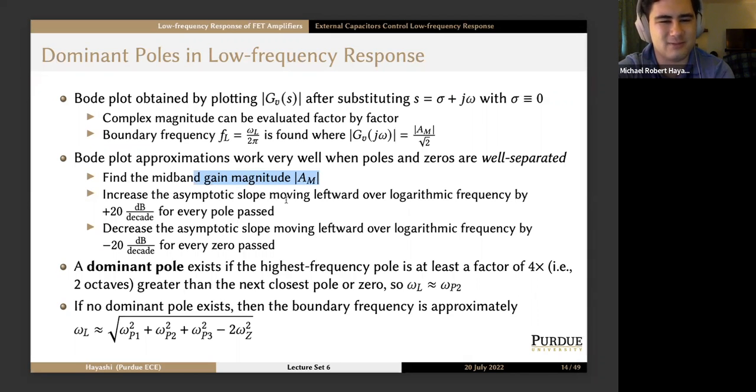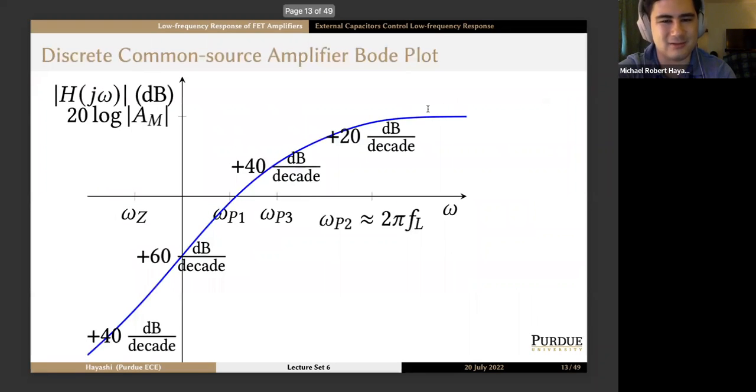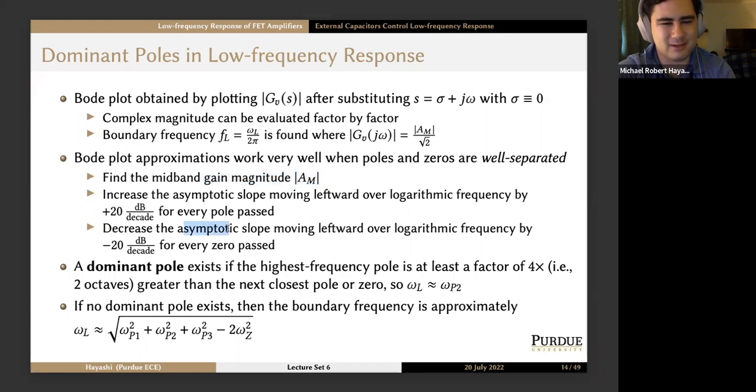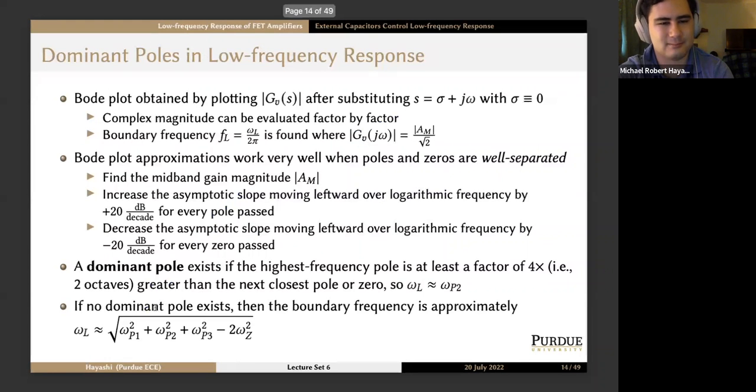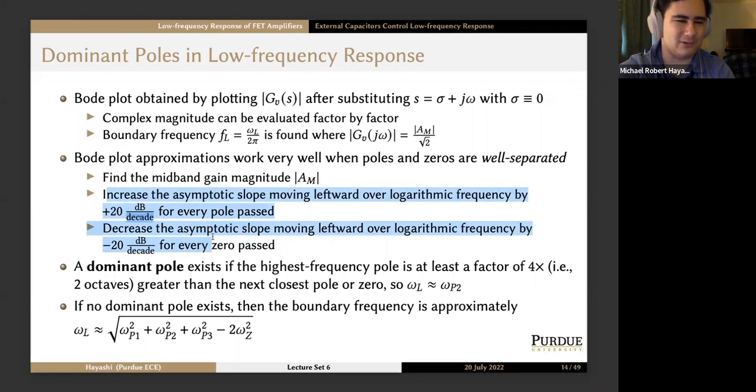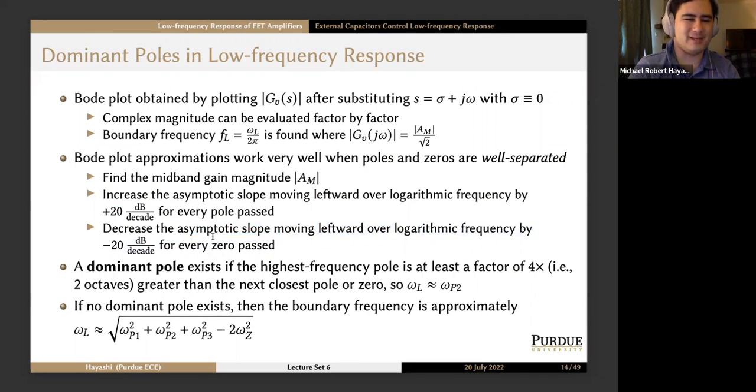We increase the asymptotic slope moving leftward over logarithmic frequency by 20 dB per decade for every pole passed. So for every pole passed as we move left, we start flat, then 20 dB per decade, another 20 dB per decade, another 20 dB per decade. And then we decrease the slope moving leftward by 20 dB per decade for every zero passed. So here we get plus 40 dB per decade. And this would continue all the way down forever in log frequency space. These are the Bode plot rules that we developed in the previous lecture set.